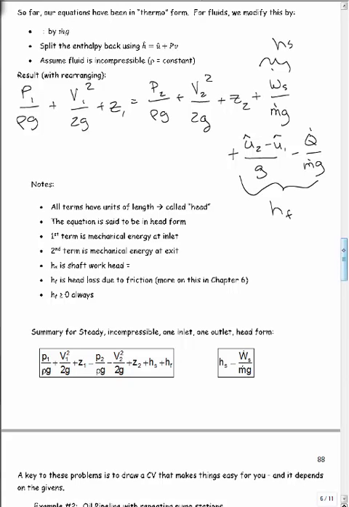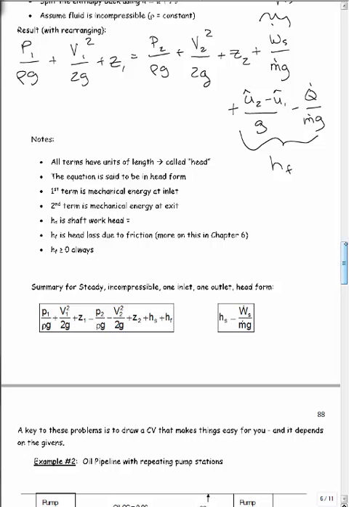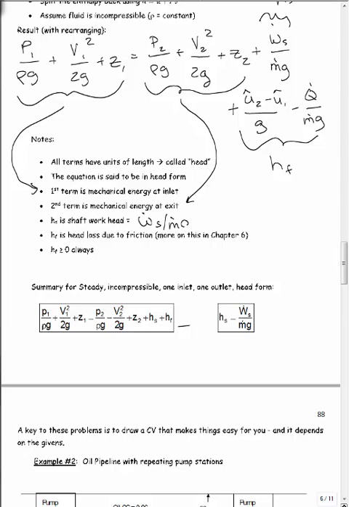Okay, and again, this is the head form of the conservation of energy equation, because these are all going to have units of meters or feet. So be very careful with your units. Units can get very tricky with this equation. First term is the energy at the inlet. Second term here, meaning really those three terms, is the mechanical energy at the exit. And then hs is your shaft head work. Again, that's W dot s over m dot g. And the head loss due to friction is our hf.